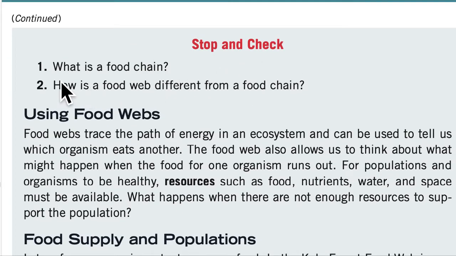Stop and check. What is a food chain? How is a food web different from a food chain?